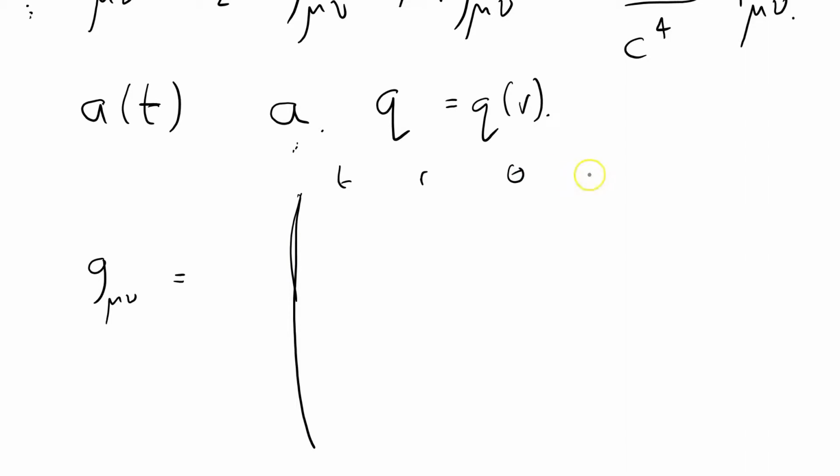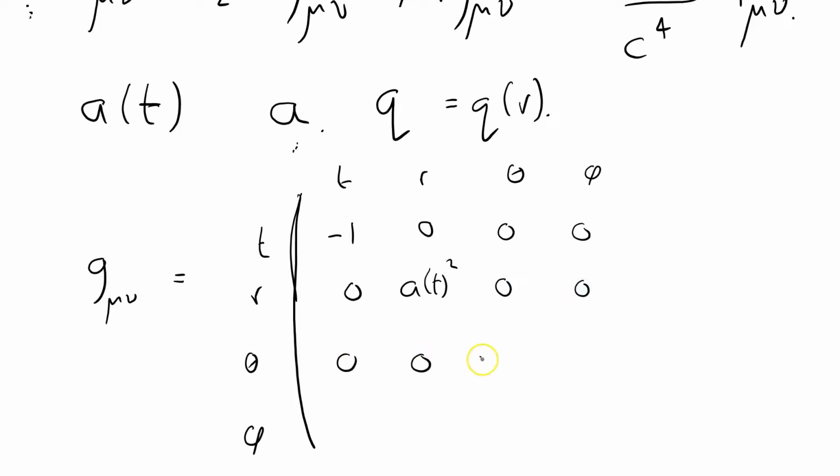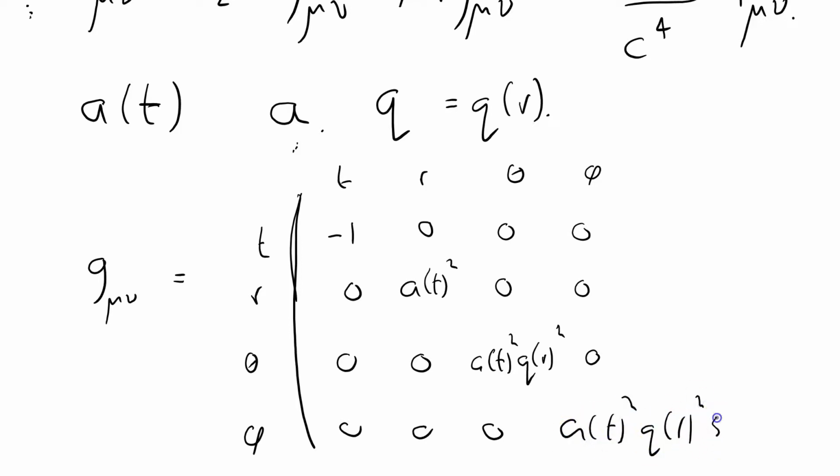T, R, theta and phi, T, R, theta and phi: minus 1, 0, 0, 0, 0, and what was this term here? That was just a of t squared. A of t squared, 0, 0, 0, 0, a of t squared q of r squared, 0, 0, 0, and what was this one? That's a of t squared, q of r squared, sine squared theta. Okay, so that's my metric with downstairs indices.